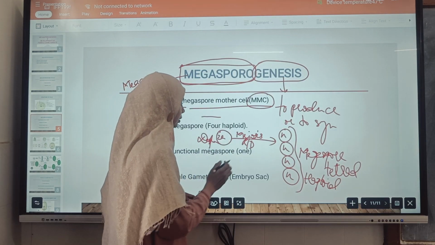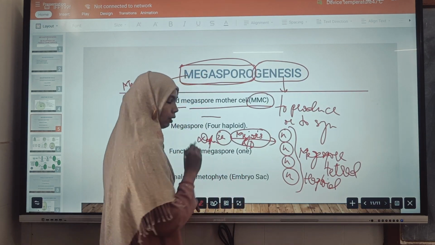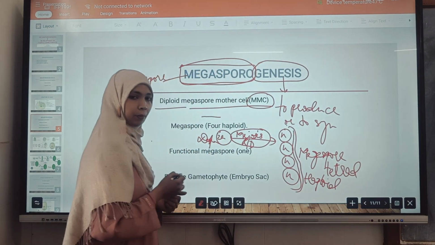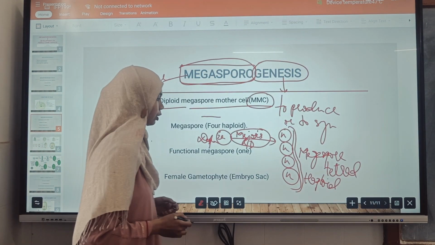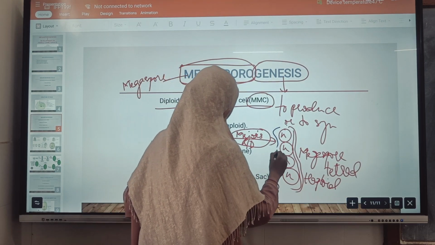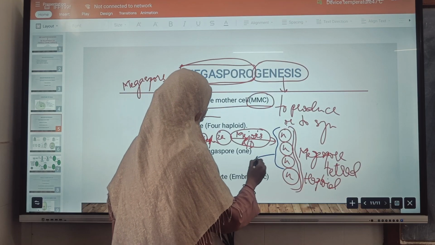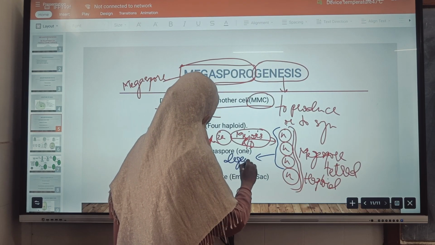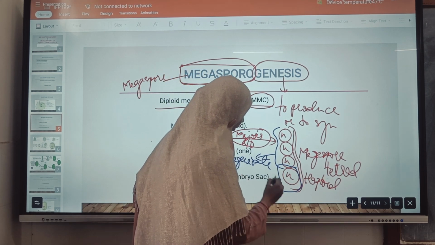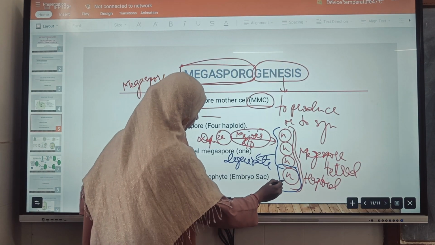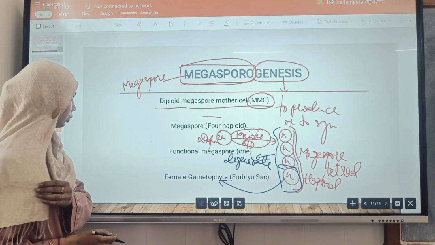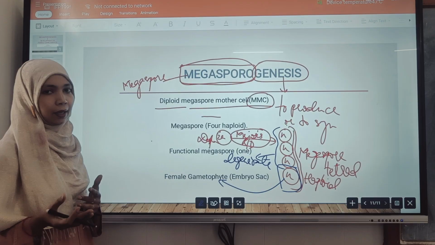So the megaspore mother cell divides meiotically, or by reduction division, and forms 4 linear megaspores. Out of these 4 megaspores, 3 become degenerate, and only 1 megaspore is functional. That functional megaspore develops into the female gametophyte or embryo sac. So I hope you are all clear about megasporogenesis.